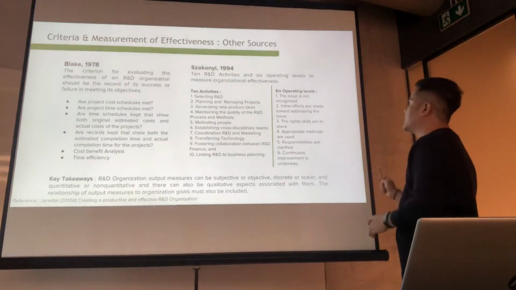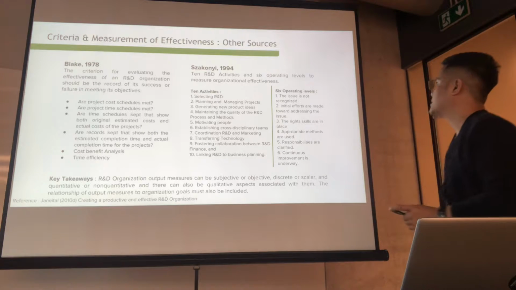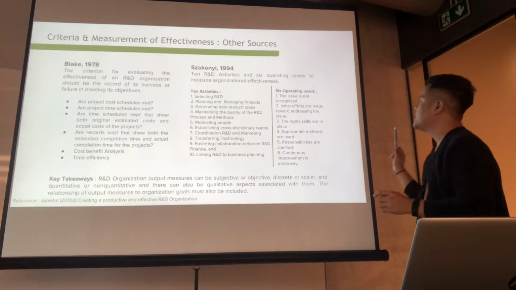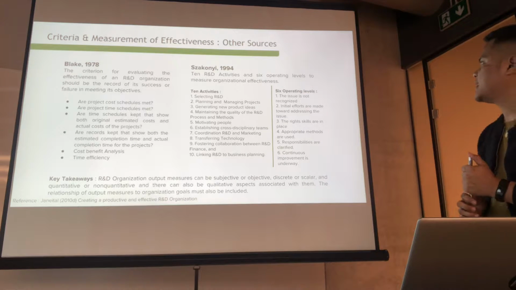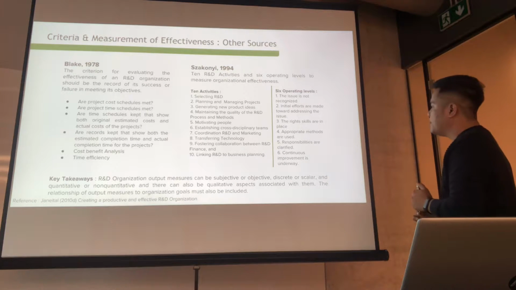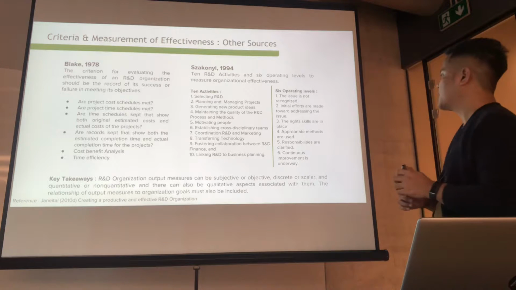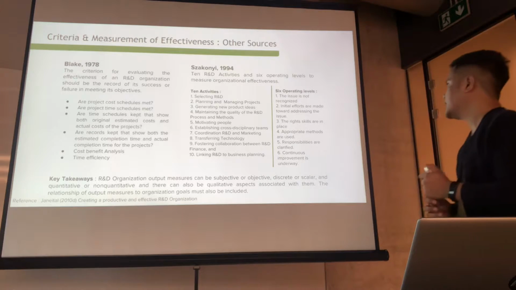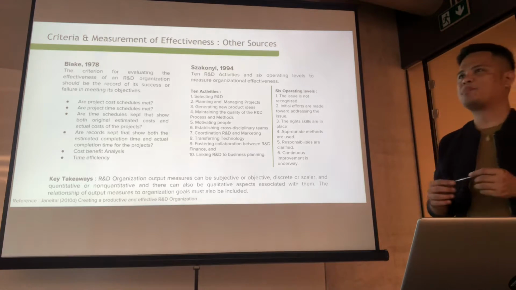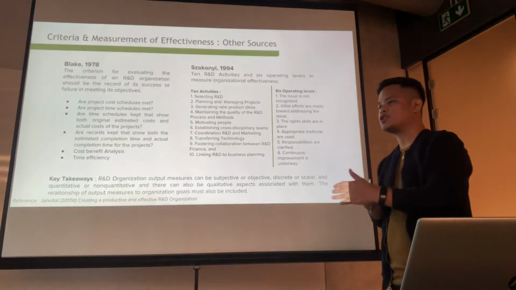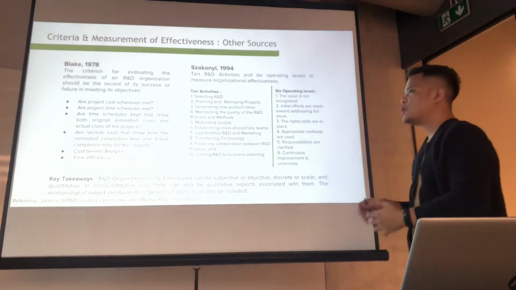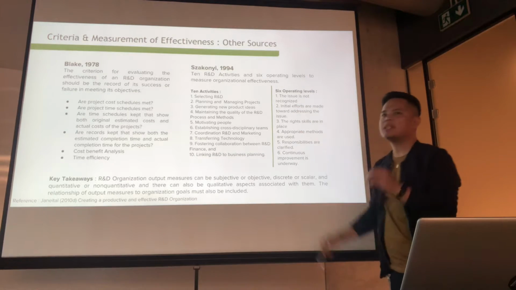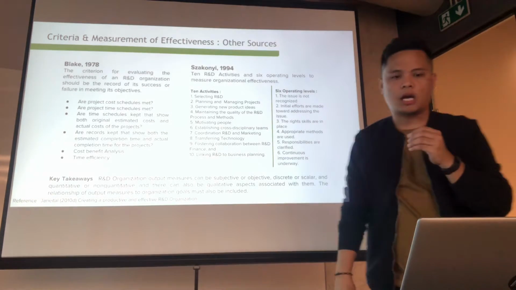And on the other side is the 6 levels or operating levels. So number 1 is the issue is not recognized. Initial efforts are made toward addressing the issue. The right skills are in place. Appropriate methods are used. Responsibilities are clarified. Continuous improvement is underway. So operating meaning from the time that you do your research and development activities, you should be able to answer these operating levels. So closely monitoring your team in that way.